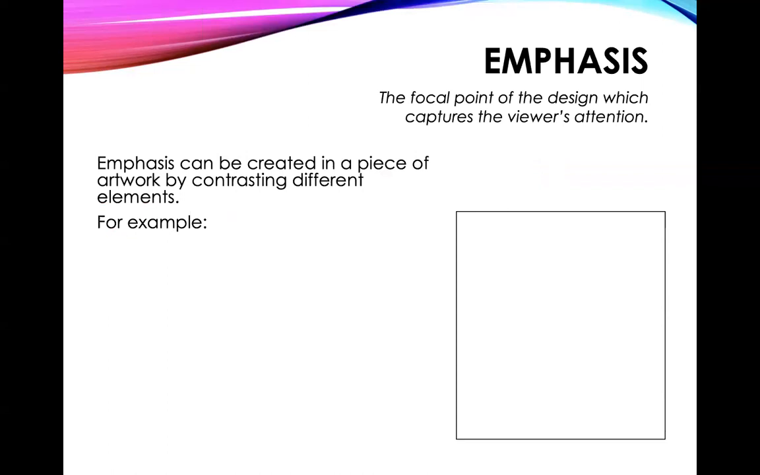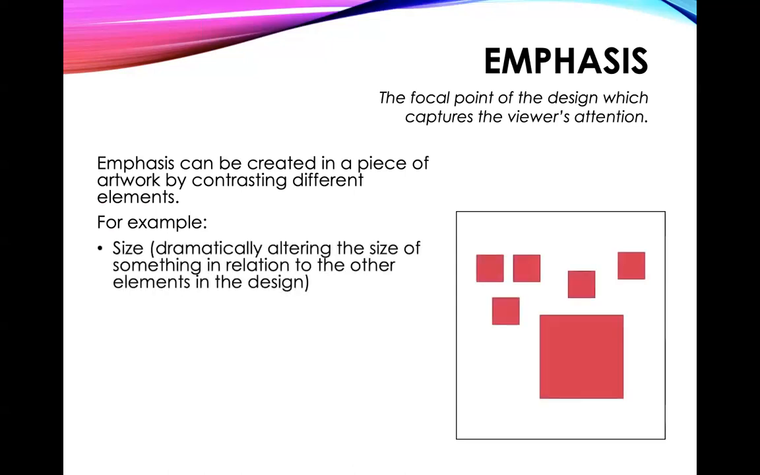All right, so let's talk a little bit more about emphasis. Okay, emphasis can be created in a piece of artwork by contrasting different elements. For example, if you have different sizes in an artwork, your eye is going to be drawn to the largest thing. So if you look at these squares, the largest squares, obviously what draws your eye, because the rest of them are not only the same size, but they're smaller.